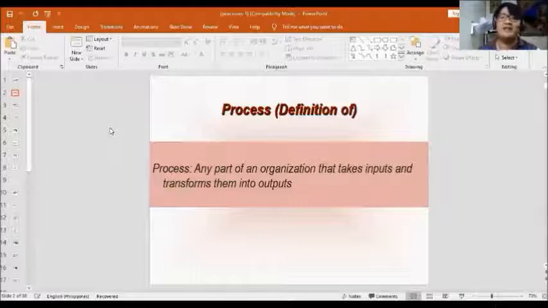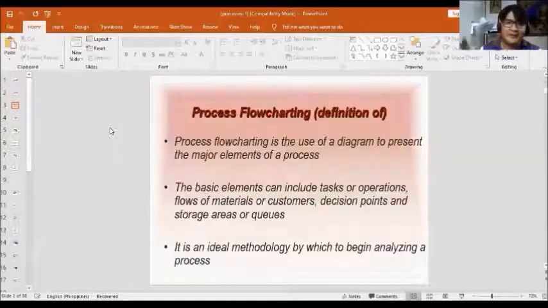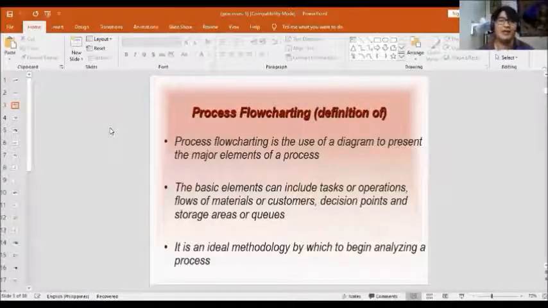Two lines in business. Ano ba yon? So it could be that your business produces products, nagpo-produce ka ng products, or you render or nagbibigay ka ng service. But before that, paano ba muna natin ginagawa yung isang process? It always starts with yung tinatawag nating process flow charting. So ano ba tong process flow charting?